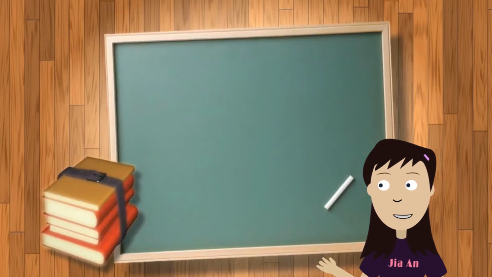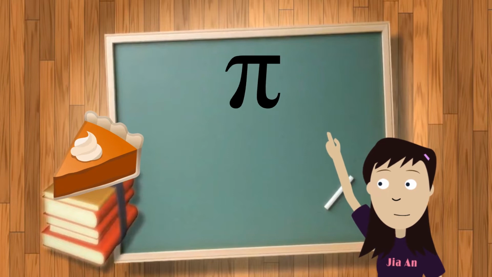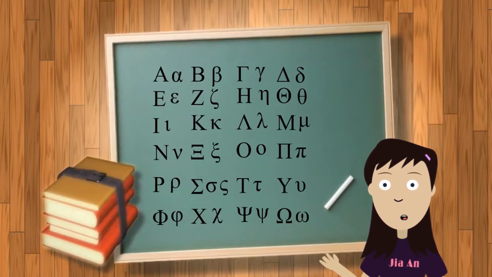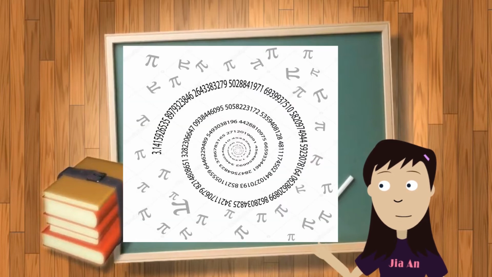Today we will be talking about pi. Not this pie, that pi. First of all, what is pi? Pi is the 16th letter of the Greek alphabet, but it can also be used in math. We use pi to find the circumference of a circle.